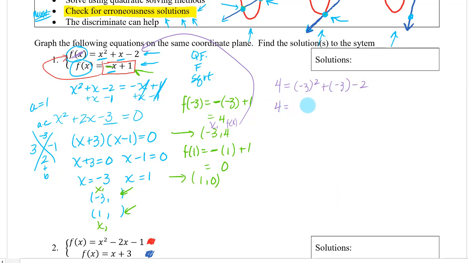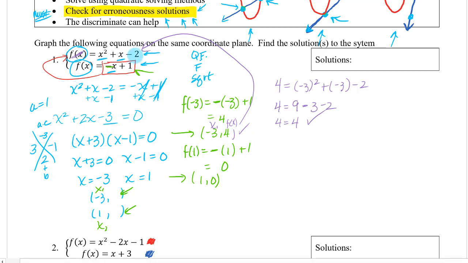So I'm going to leave 4 over there for right now. I don't need to move it. I don't need it equal to 0. I'm not solving. -3 squared is 9, plus a -3 minus a 2. So this makes -5, and -5 and a +9, guess what? It makes 4. So this is a true statement. So this solution checks for the quadratic so far. Excellent.